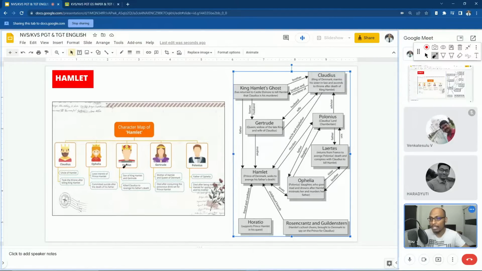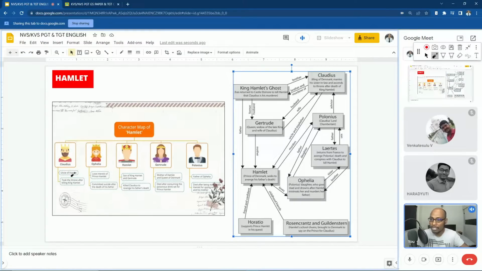Hamlet only. Hamlet, right. So who is Hamlet? He is the son of King Hamlet and Gertrude, and he is the legal heir, the next one who has to take the kingdom after his father Hamlet died. But who became the king? Who became the king after that? Claudius. Who is Claudius? He is the uncle of Hamlet.